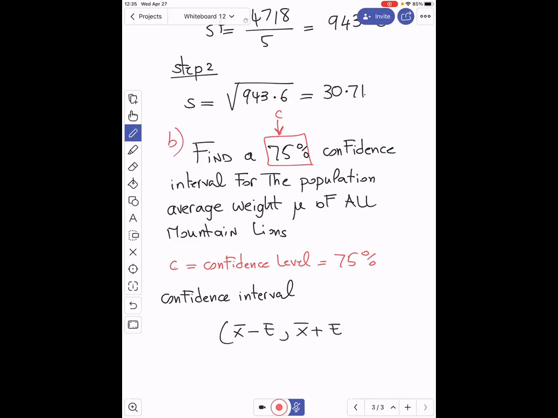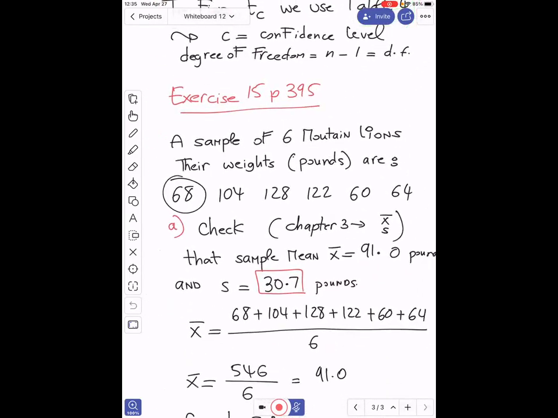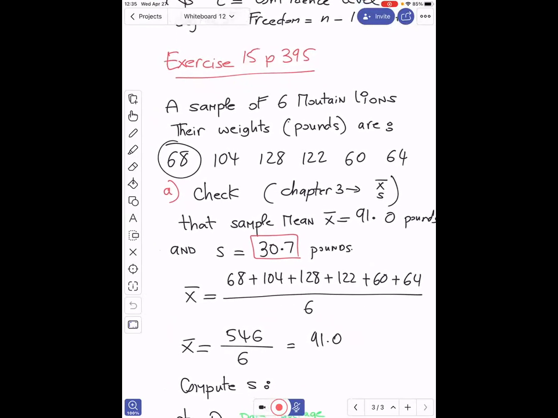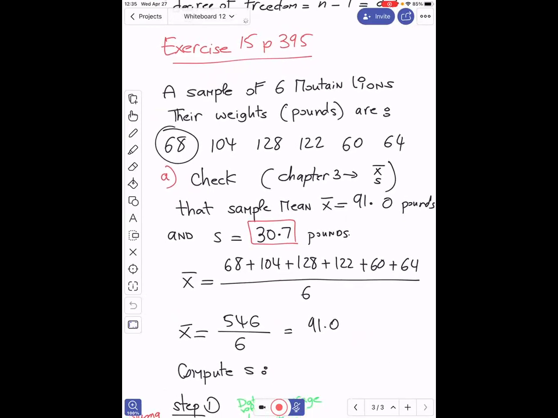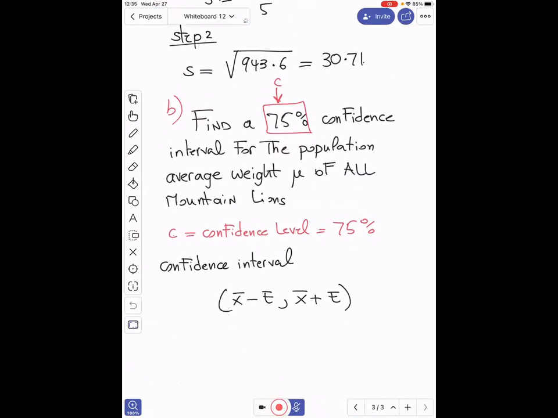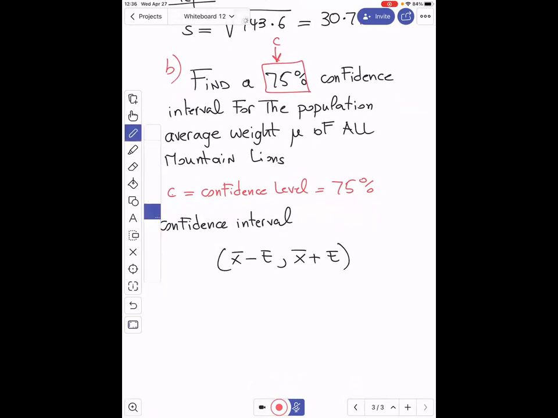Now the question is, is sigma known or unknown? Sigma is the population standard deviation, right? As you can see, guys, let's check the problem again. It says we have this sample of 6 mountain lions, their weights are given, etc. There is no sigma. We don't see any sigma here. Sigma is not given. And in B, it says find the 75% confidence interval, etc. So there is no sigma, then sigma is unknown. There is no sigma in the problem.